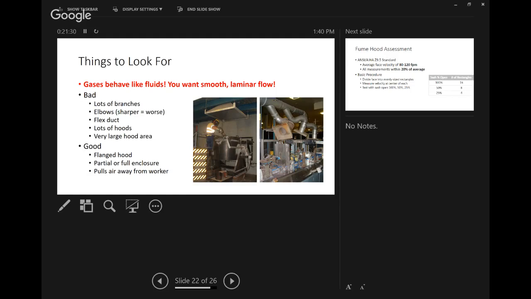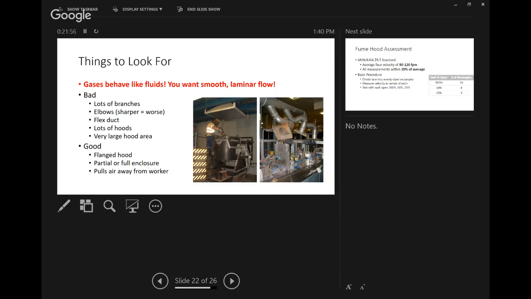Lots of elbows are bad. If you think of nice smooth flow, whether it's water or air in a pipe or a tube, or if you're on the freeway, the more curves you have, the more you have to slow down. And the sharper the curve, the more you have to slow down. And if you're in a bunch of traffic, you have to slow down a lot so you don't run into each other. So that's bad.